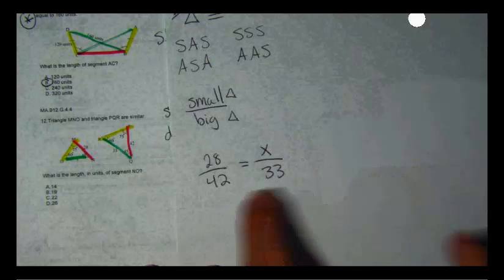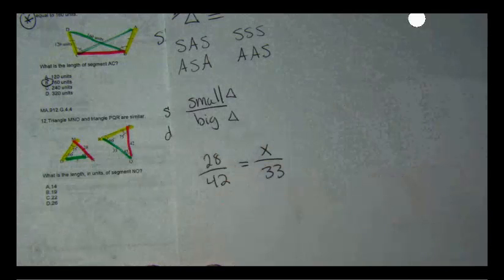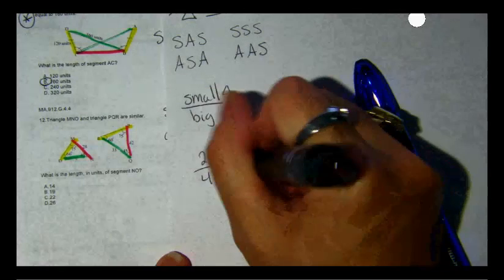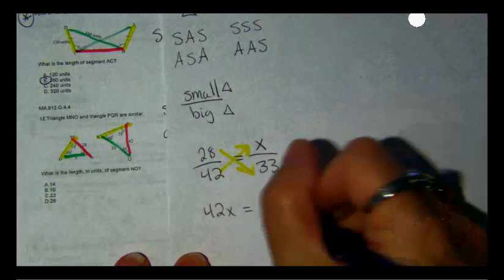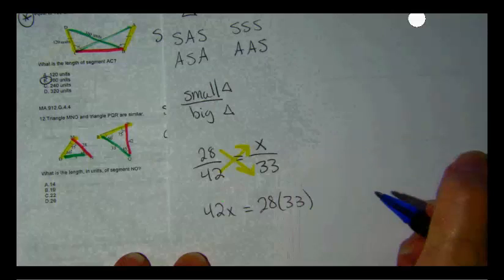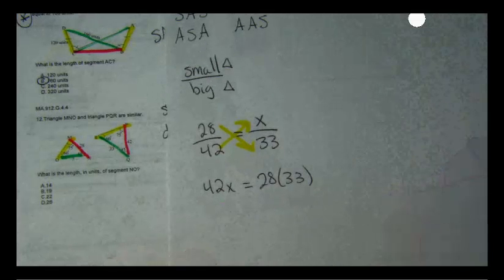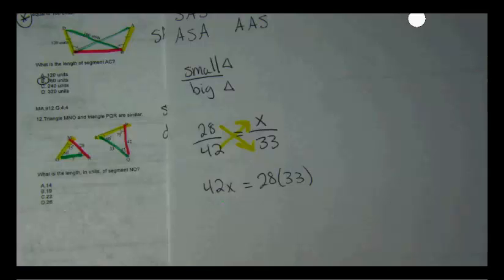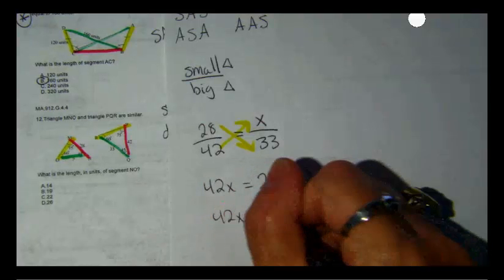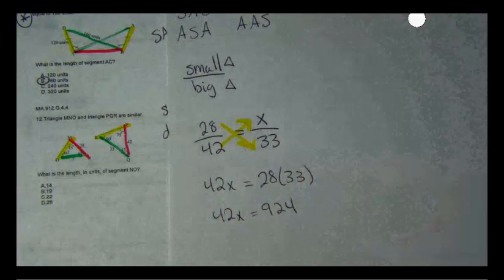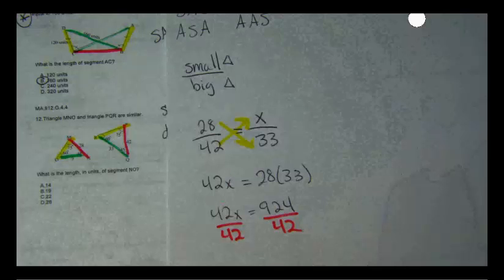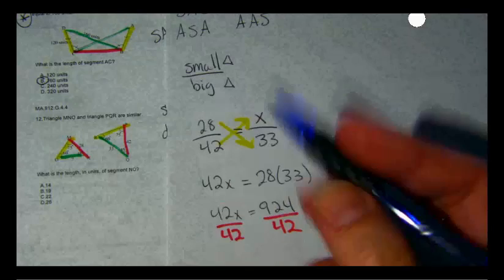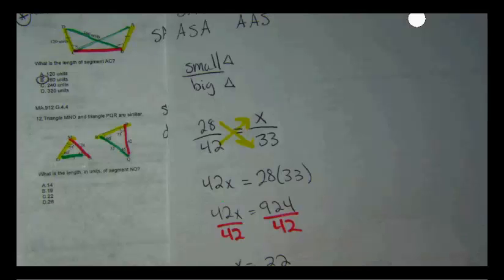So far okay? So the red sides, the green sides, you set them equal to each other, and then you're going to cross multiply. So 42 times x is equal to 28 times 33. So 28 times 33, anybody memorized your 33s? You're not supposed to memorize your 33s. Divide by 42, and x is going to be 22. So that's that missing side.